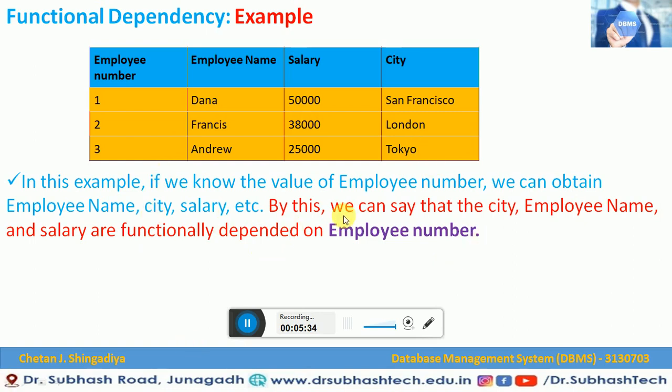So these are the simple rules, the reflexive rule, augmentation rule, and transitive rule, that we can call the rules of functional dependency. We will see all these three rules with an example in our video also.